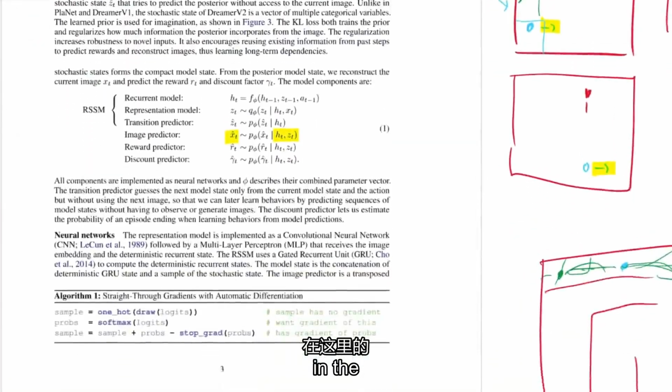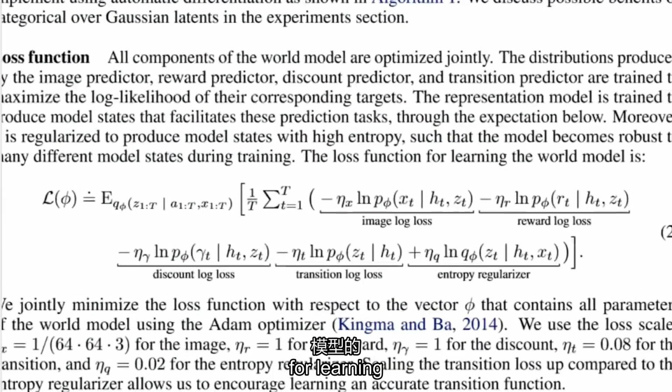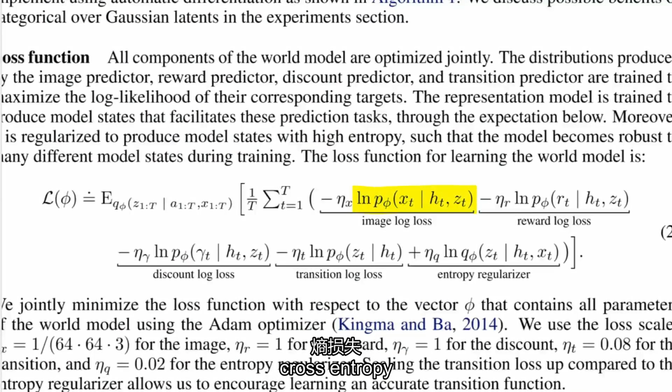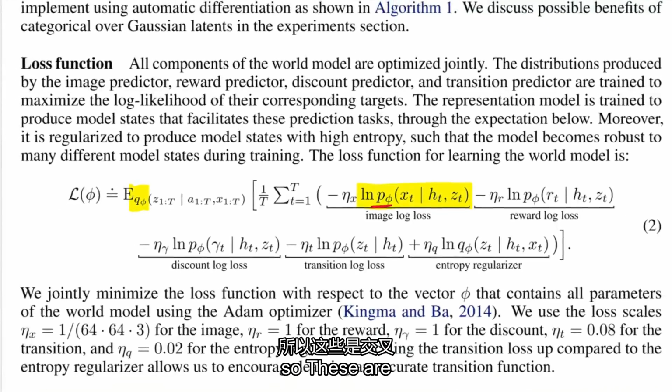And you'll see this in the loss term right here. So this is the loss function for learning the world model. And you can see they have an image reconstruction loss right here. This is a cross entropy loss. So this is your approximation distribution. This is what really happened. It's kind of a probabilistic way of writing things. So these are cross entropy losses when you see log p over the expectation under q.